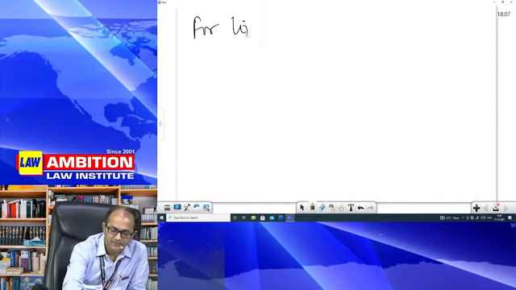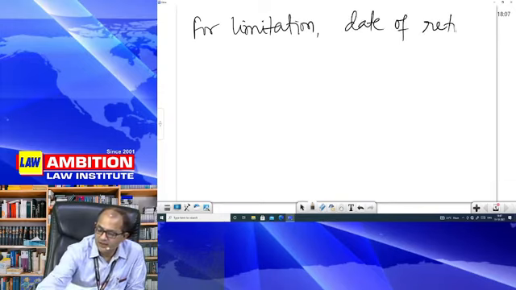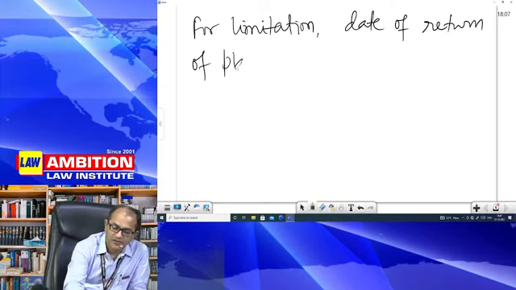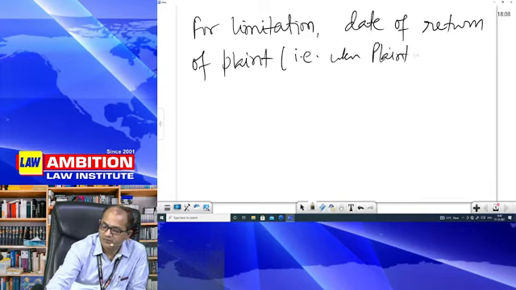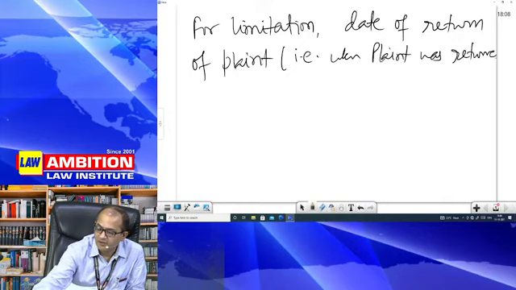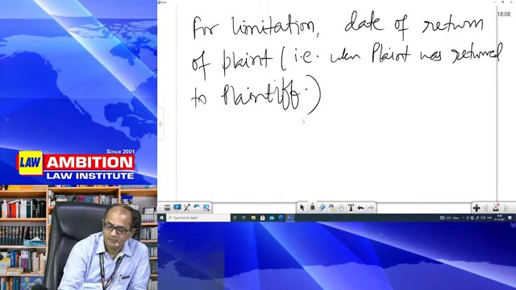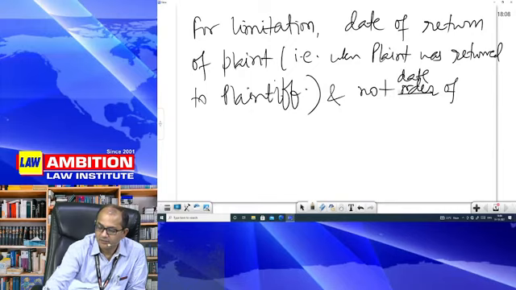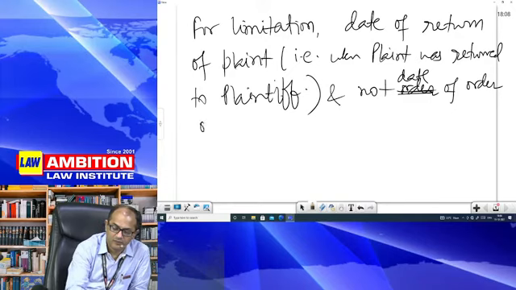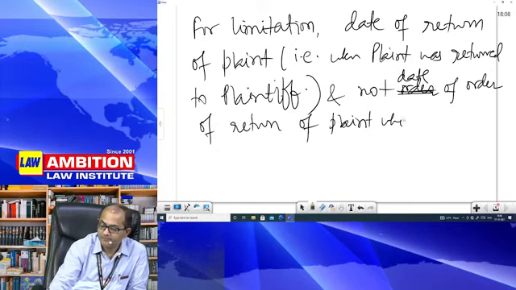For limitation, date of return of plaint, that is when the plaint was returned to the plaintiff, and not the date of order of return of plaint.